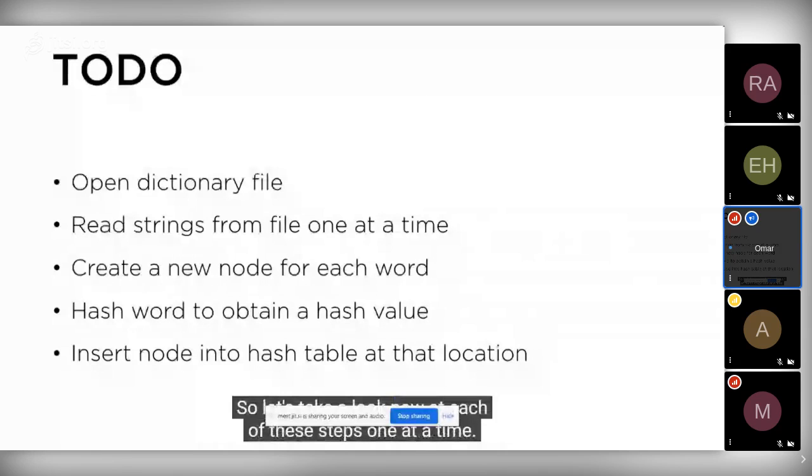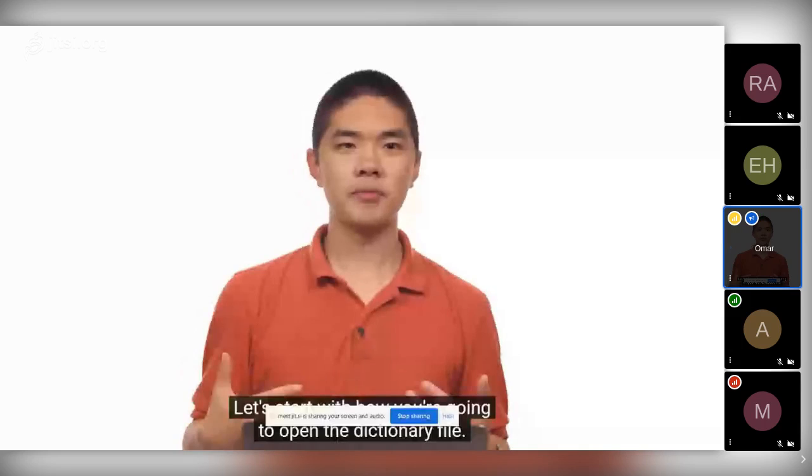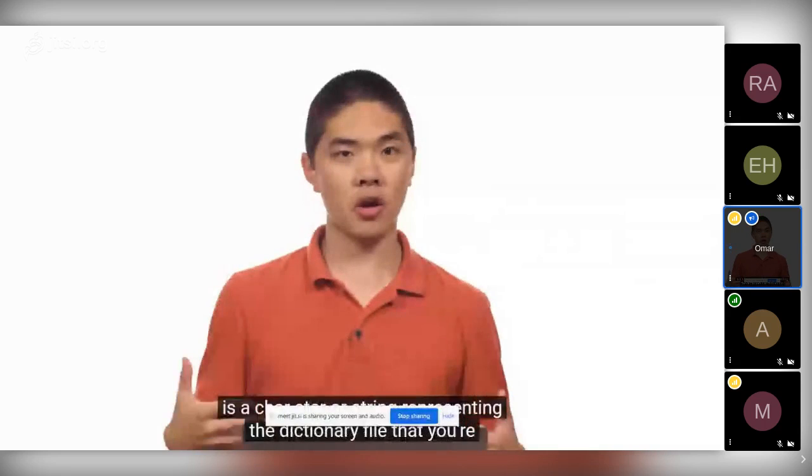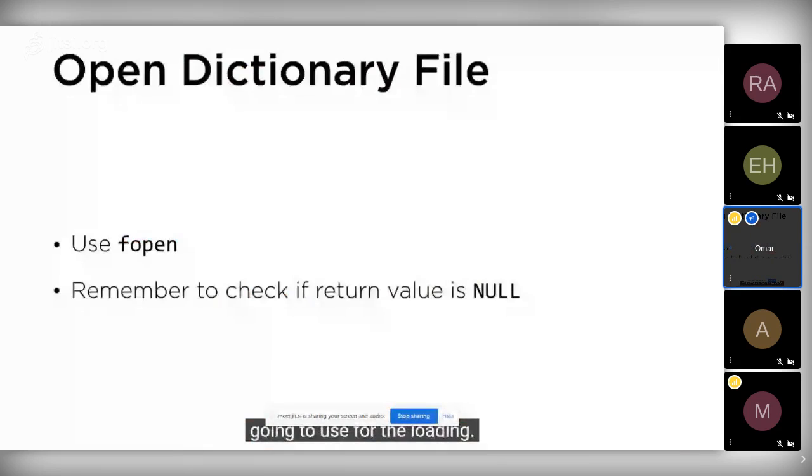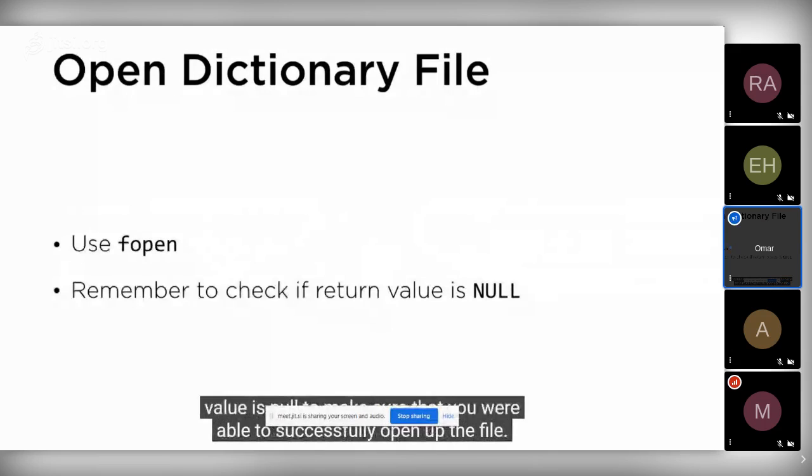Let's start with how you're going to open the dictionary file. Recall that the argument to the load function is a char star or string representing the dictionary file you're going to use for the loading. You can use the fopen function to open up that file, and then make sure to check if the return value is null to make sure that you were able to successfully open up the file.